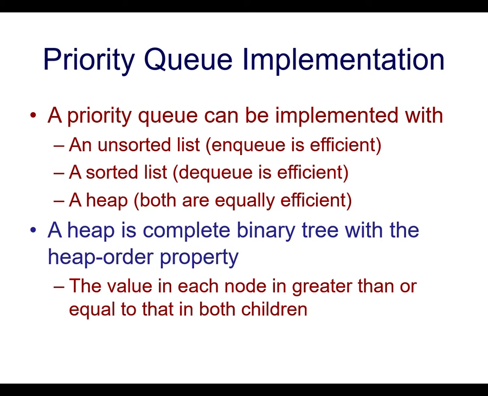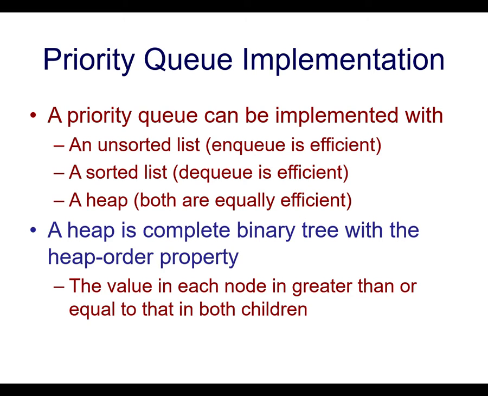Now let's consider the definition of a heap. First, it must be a complete binary tree, which is a binary tree in which every level, except possibly the last, is completely filled, meaning that all possible nodes are present. On the last level, all nodes that are present must be as far left as possible.